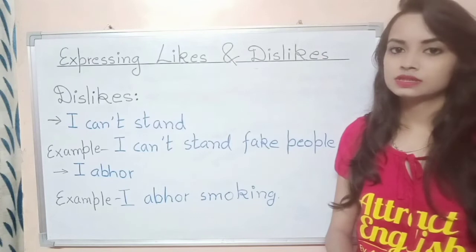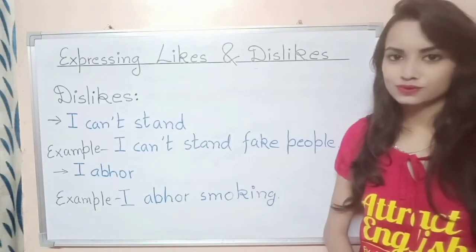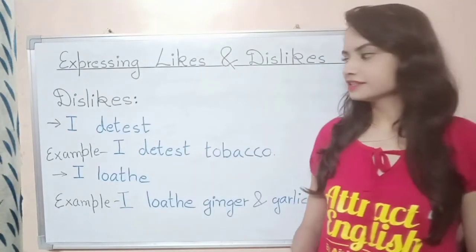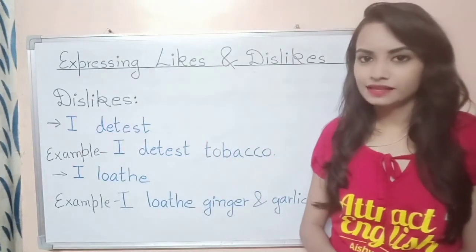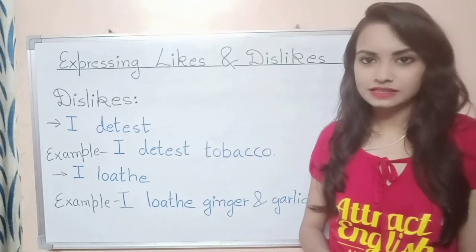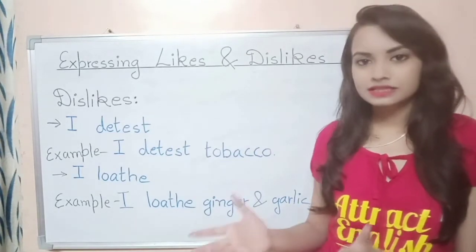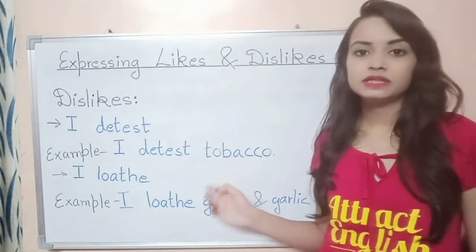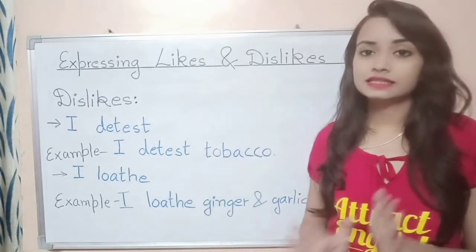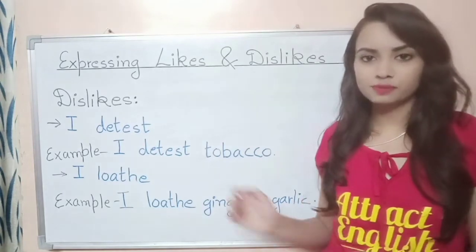Now we are going to see some more ways to do so. Next is I detest. When you intensely don't like something, then you can express it by saying that you detest it. Example, I detest tobacco. It means I highly dislike, or I just hate tobacco.